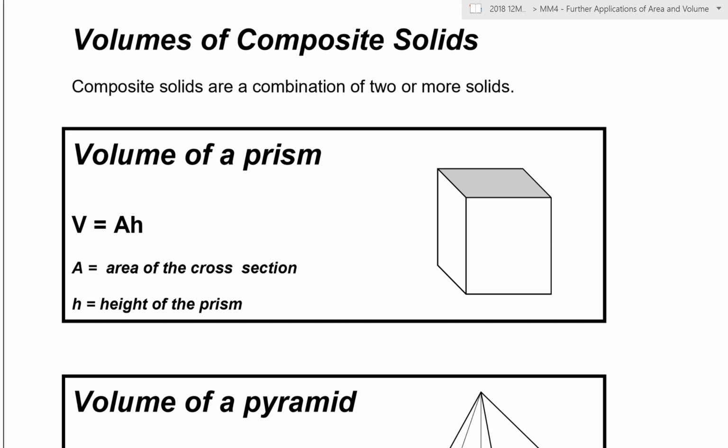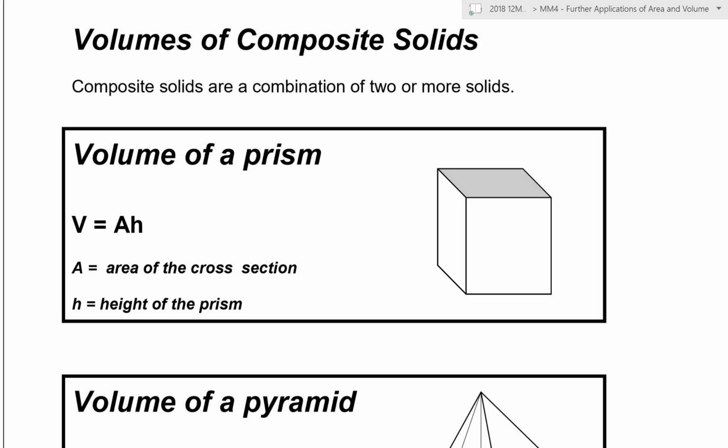Or a combination of those things. Remember, we are not looking at volumes of spheres. So the only volumes that we're going to look at are prisms and pyramids. Composite solids, we can dissect it into these sorts of solids.